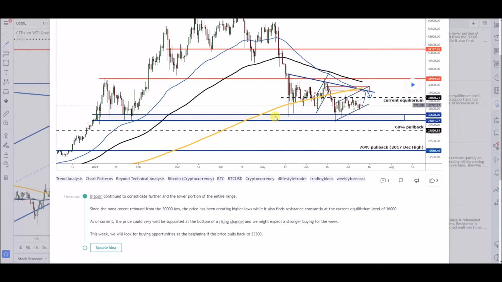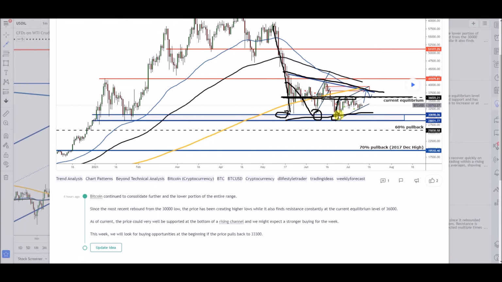Alright, so let me explain, right? You can see that ever since Bitcoin crashed, it found a low somewhere at 30,000. Right, there have been multiple retests, especially this one that actually makes a fake breakout. And after which, the price went up, but it constantly found resistance at this equilibrium level, because this is the middle of this entire range right here.